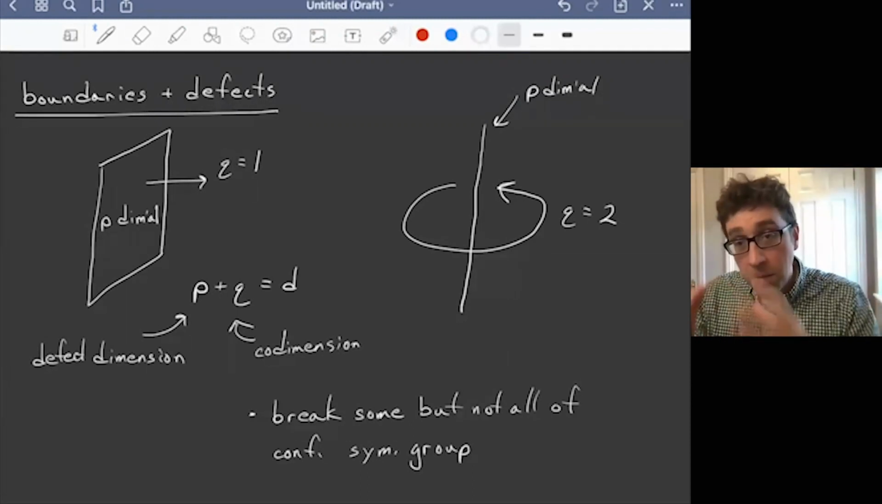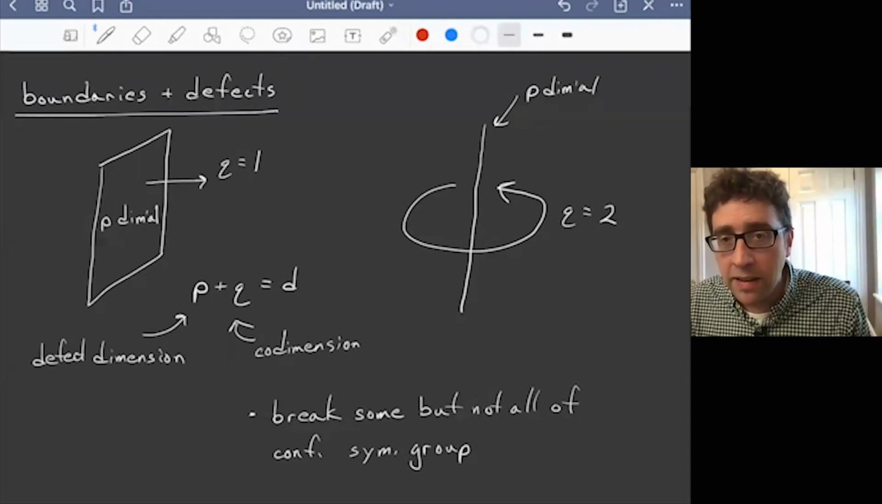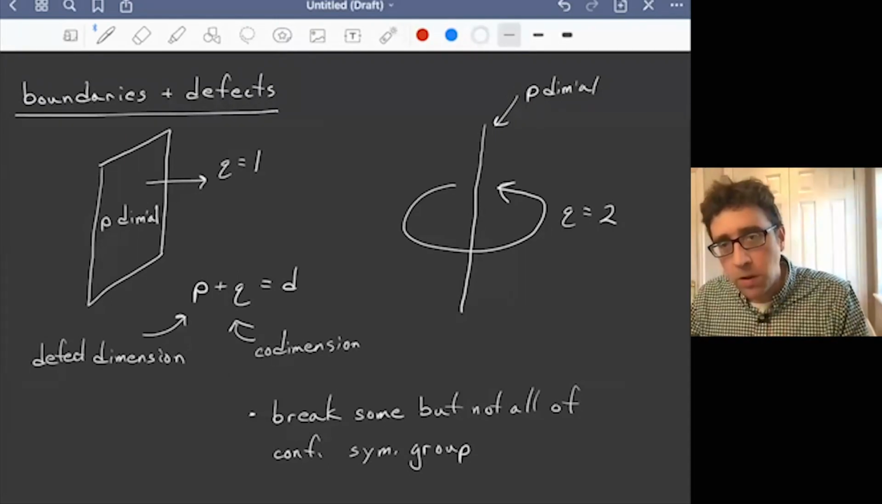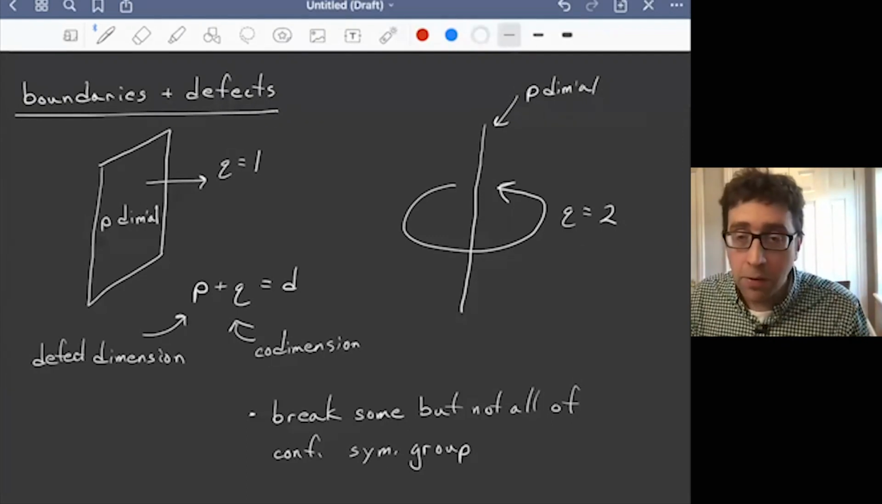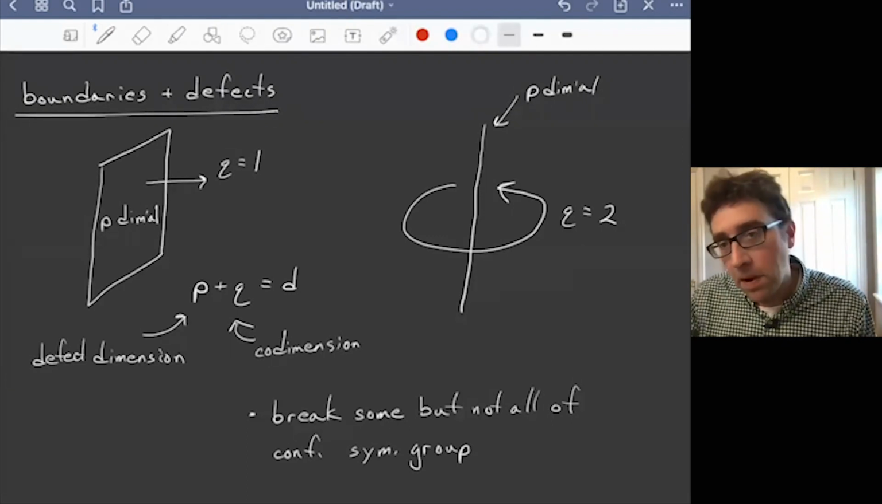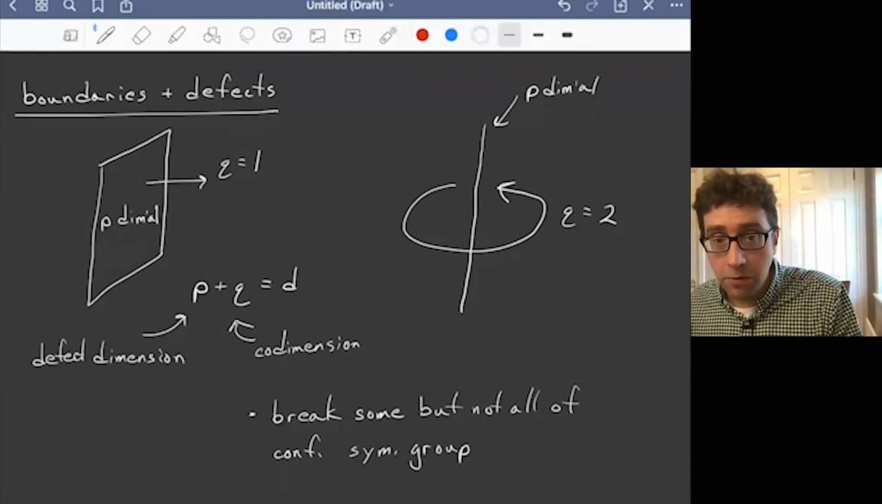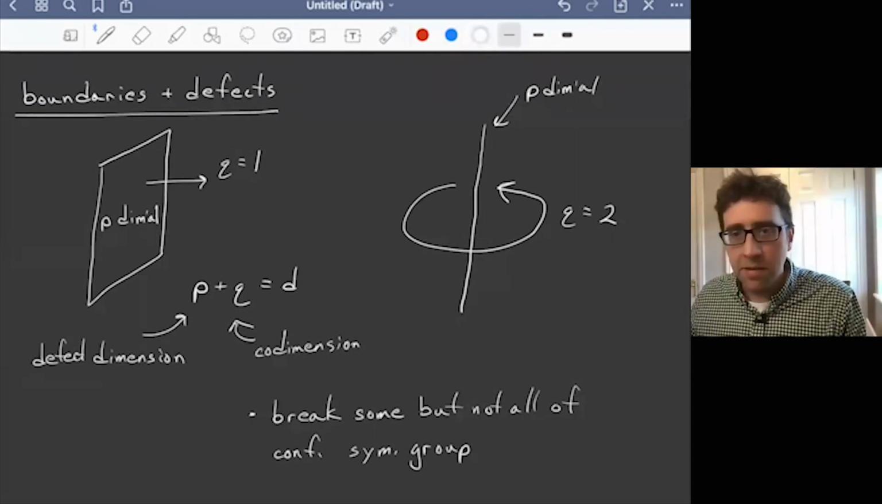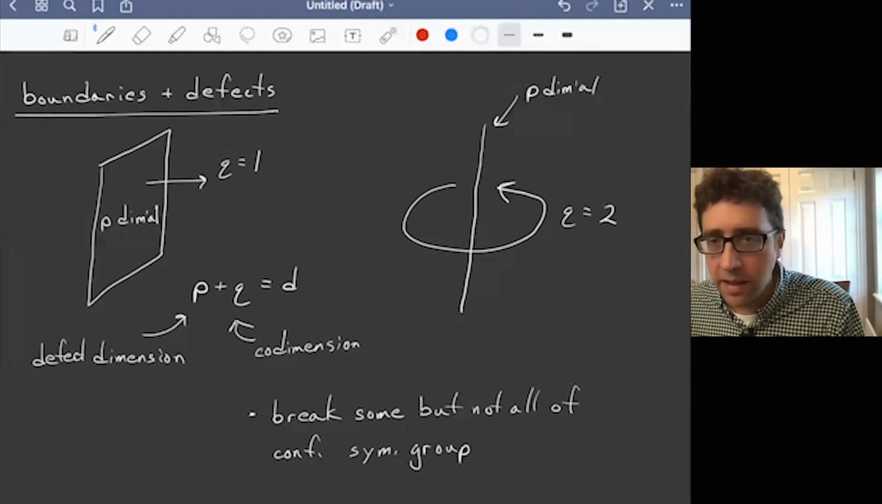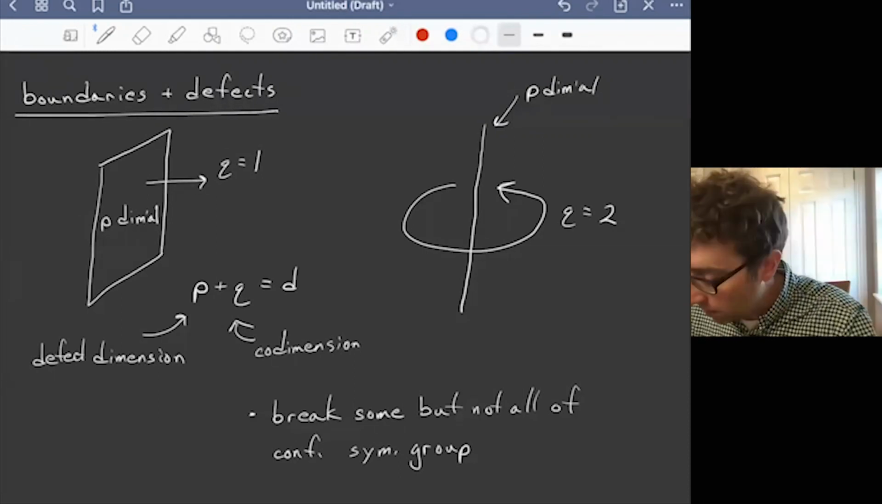And it's going to be enough to be very interesting to give us a little bit more constraint on the quantum field theory than in the absence of conformal symmetry, but less than in the case of a full conformal field theory. So why might we care about these kinds of objects in quantum field theory?